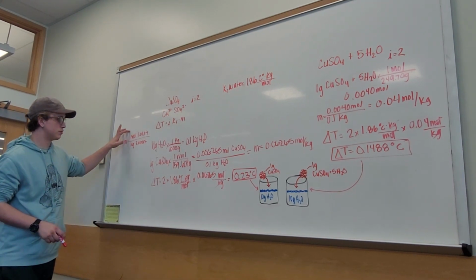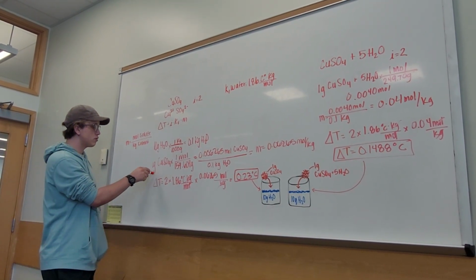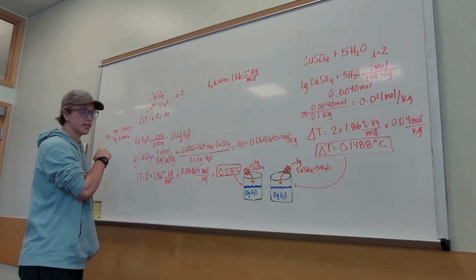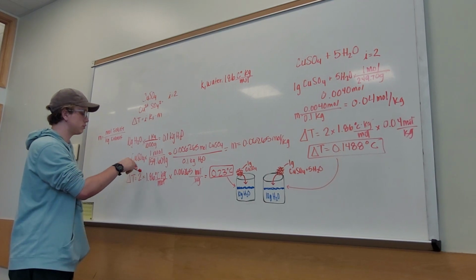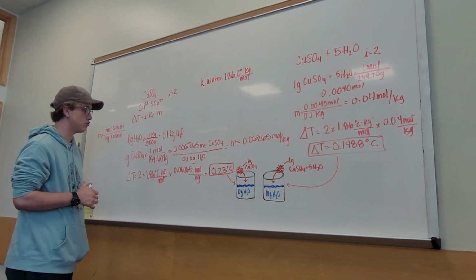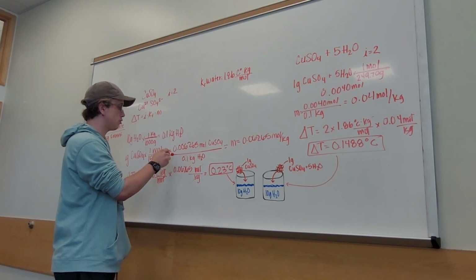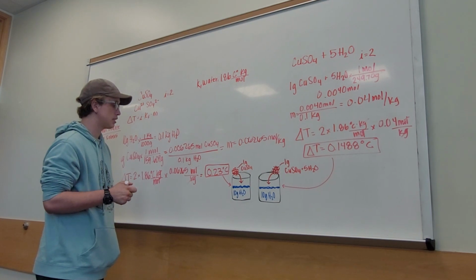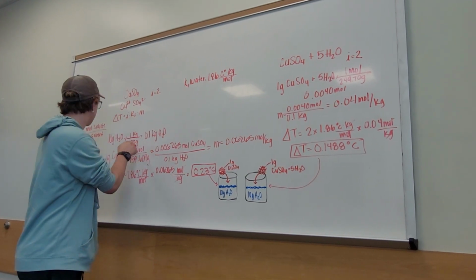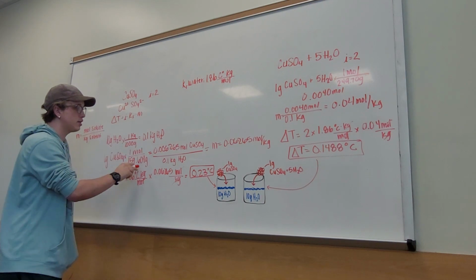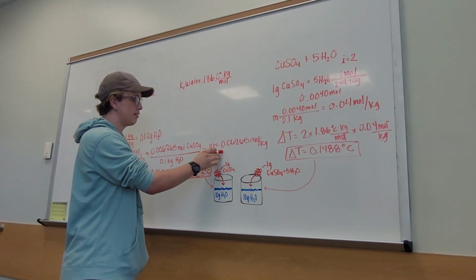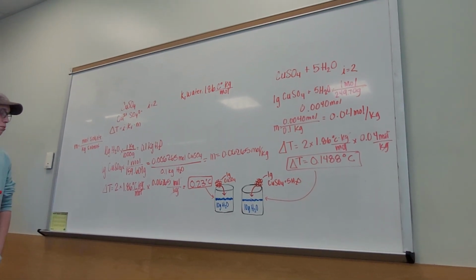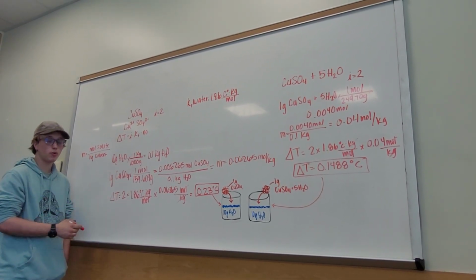Now we need to get moles of solute. So we take 1 gram of CuSO4 times the molar mass conversion ratio of 1 mole equals 159.609 grams. And that gets you 0.006265 moles of CuSO4. To get the molality, you then divide that by the kilograms of solvent, which we found here, and that equals our molality of 0.06265 moles per kilogram.